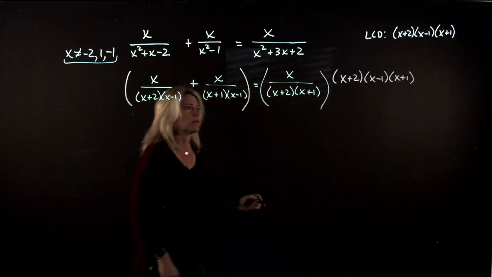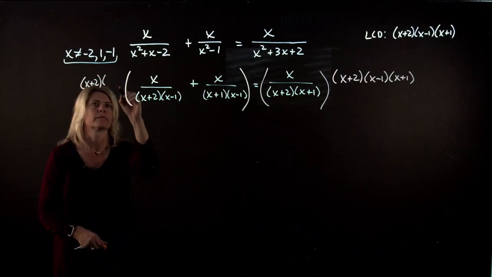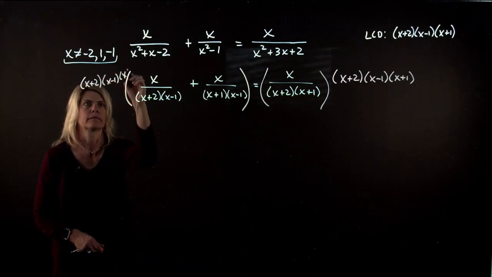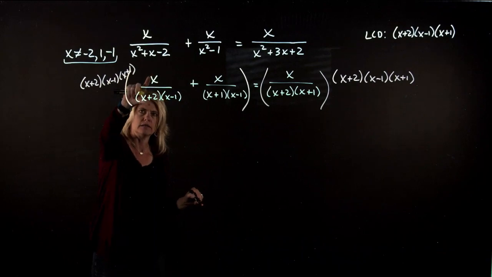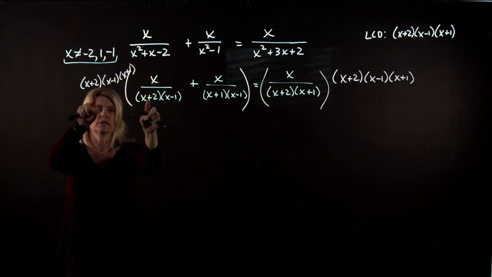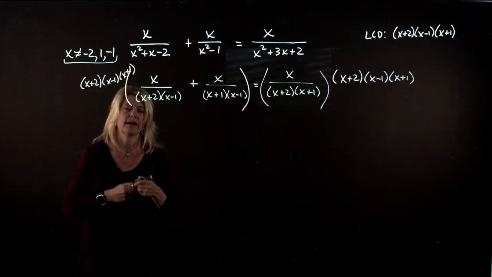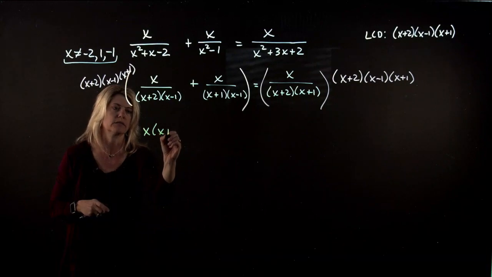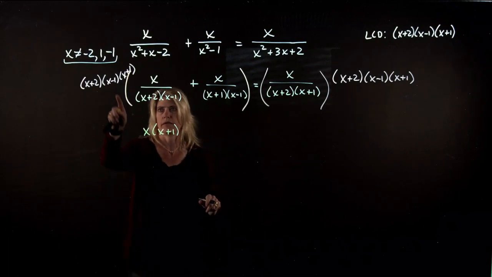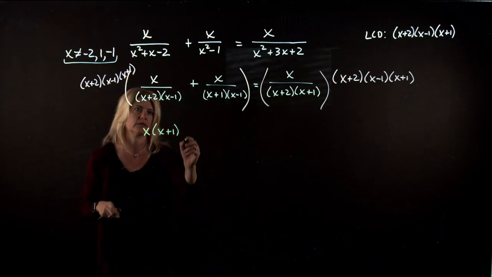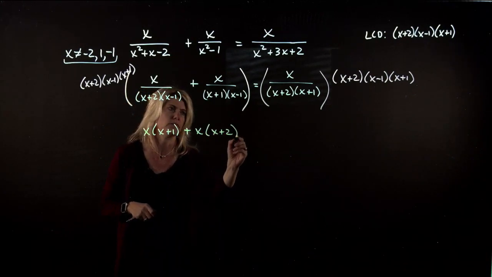And then I will do the same thing over here. So when I multiply this least common denominator into this rational, you'll see that the x plus 2's divide out, the x minus 1's divide out, so I'm left with x times x plus 1. When I multiply this rational expression by the least common denominator, the x minus 1 and x plus 1 divide out, so I'm left with plus x times x plus 2.